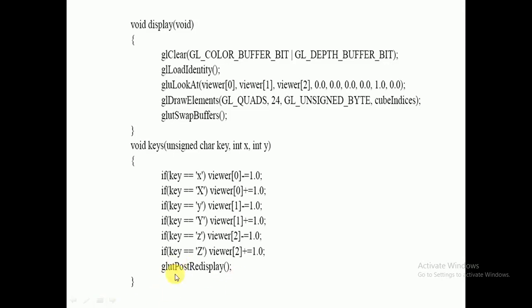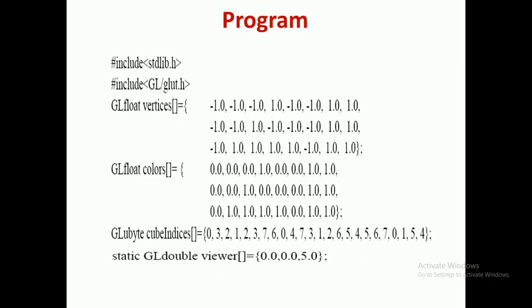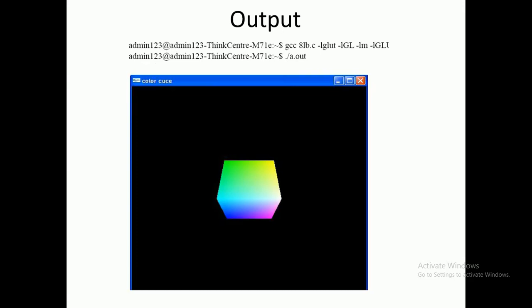Then glutPostRedisplay. Whenever there is a change, it has to call glutPostRedisplay, right? Then reshape, I already explained. This is regarding the program, right? If you execute this and start pressing the keys, you will feel the output like this. I will show the output by executing this program, right?